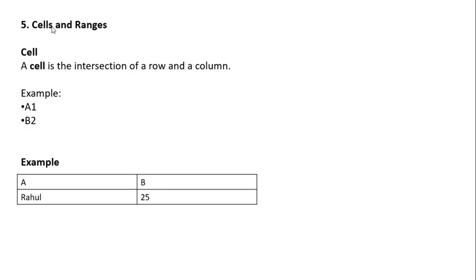And the fifth is cells and range. A cell is the intersection of a row and a column. Examples are A1 and B2. Here A and B are columns, and A1 shows Rahul, and B2 shows 25, which is the age. Sorry guys, B1 is 25.